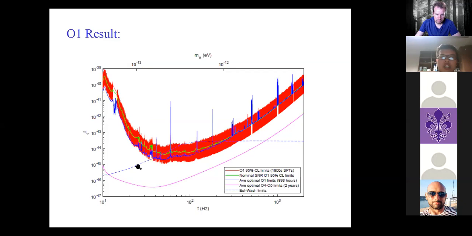The dashed curve gives the upper limit from the equivalence principle test by the Eöt-Wash group. By comparing the dashed curve and the blue solid curve, we find that the O1 result has already improved on the existing limit at the mass region of around 4 × 10⁻¹³ electron volt. Future searches on more sensitive data will probe the unexplored parameter region. And this magenta curve shows the expected upper limit from the Advanced LIGO design sensitivity using 2 years of 100% lifetime run data.